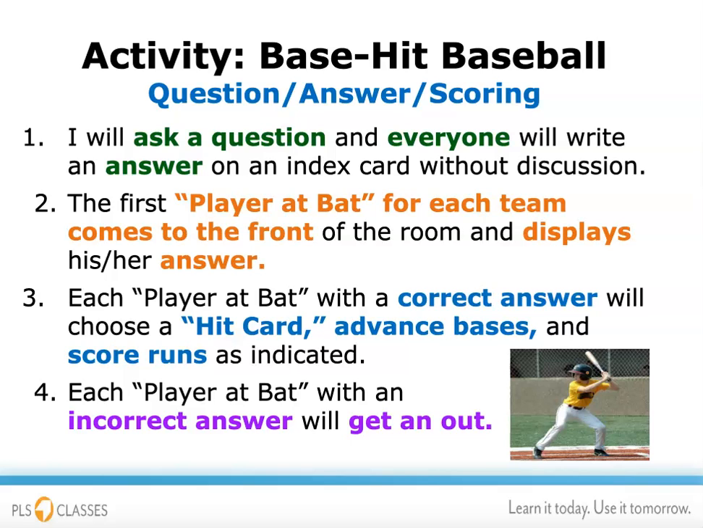Please locate page 180, Question Answer Scoring. Please take out a piece of paper and number from 1 to 22. I will ask a question and every player on every team writes down an answer on a piece of paper. Answers should be kept secret and no discussion is allowed. Once you have time to write your answers, the first player at bat on each team will display his or her answer on the paper. All teams play at the same time.